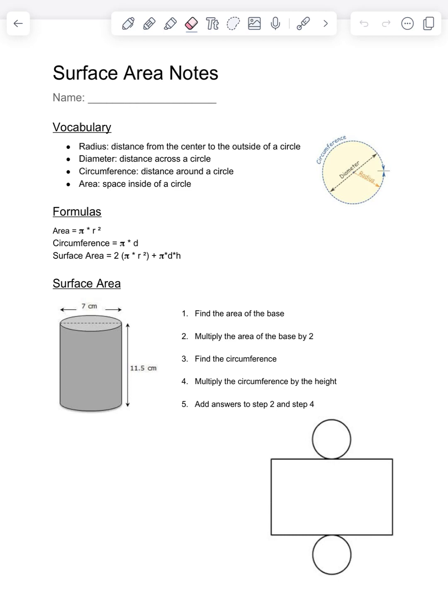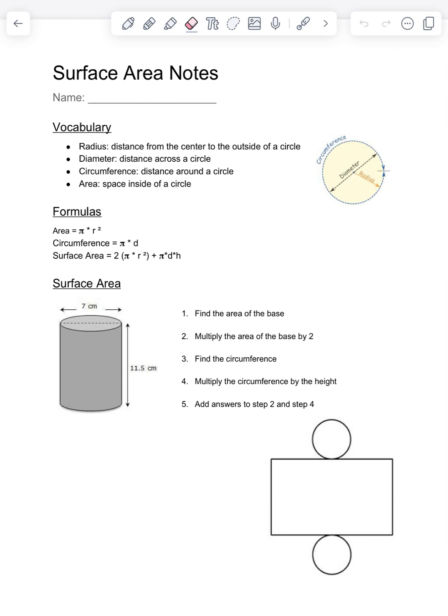Hello, 7th graders. Today's lesson is going to be on surface area of a cylinder. Before we learn our new formula for surface area, it's super important to review some circle vocabulary and circle formulas, and we're going to highlight them as we go.